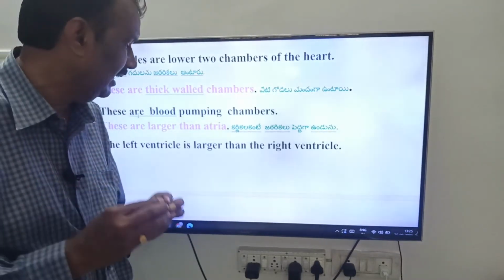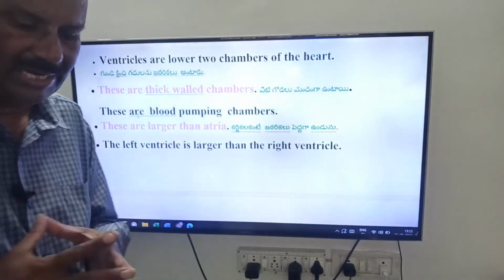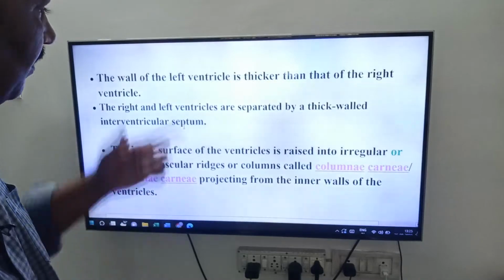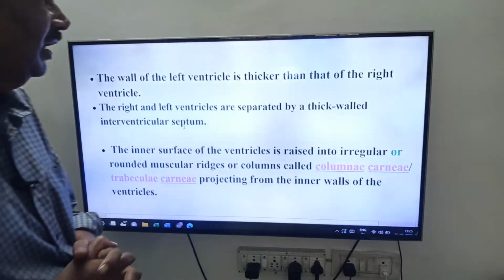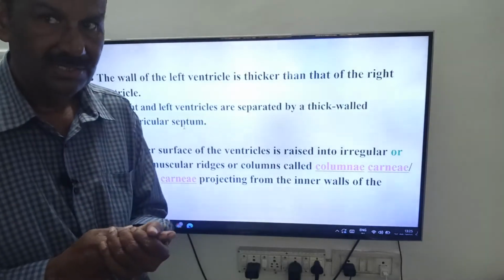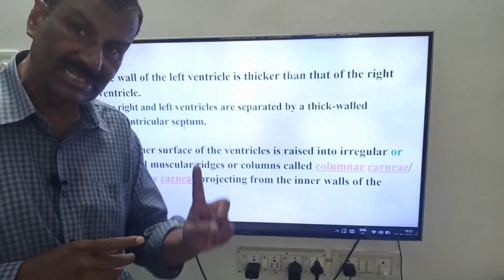The left ventricle is larger than the right ventricle. You have to remember, friends. Now see, friends, one more important point. The wall of the left ventricle is thicker than that of the right ventricle. Friends, the left ventricle is larger than the right ventricle.